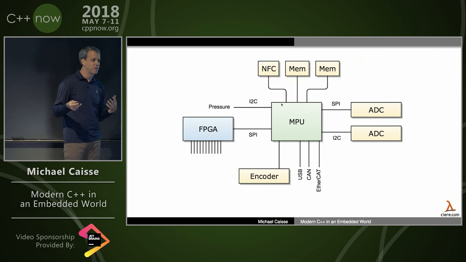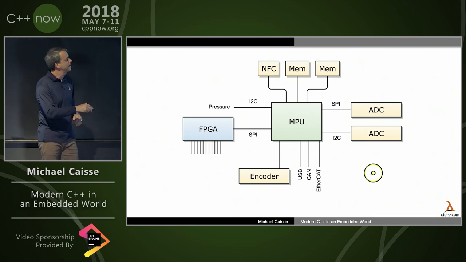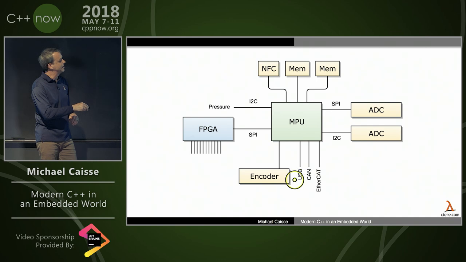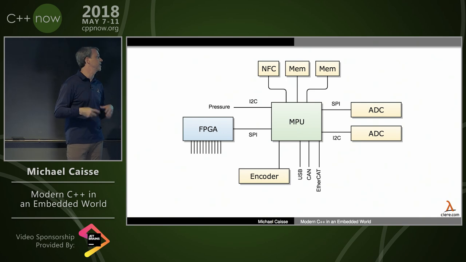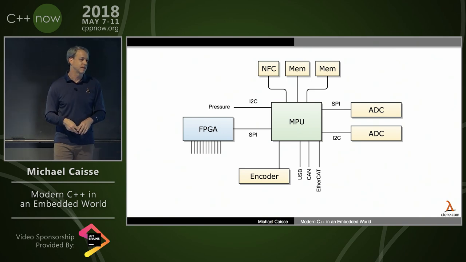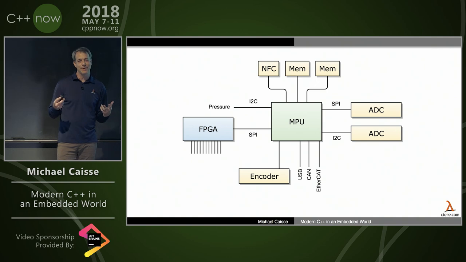So if you have a motor spinning, you'd probably like to know where it is for a variety of different reasons. And then we have some more interesting things down here. There's USB because everybody wants to update things across USB in the field. There's CAN. CAN is the bus that's inside your car that requires everything to be able to communicate to each other. So there's a CAN system. EtherCAT is more known inside of the industrial systems. It's like CAN running across an Ethernet. You can think of it that way.